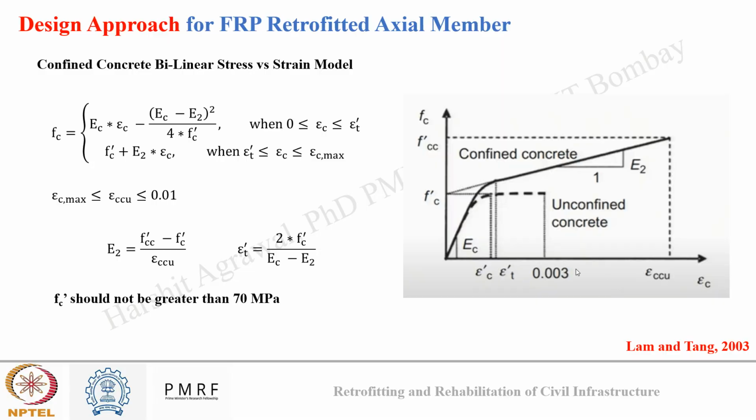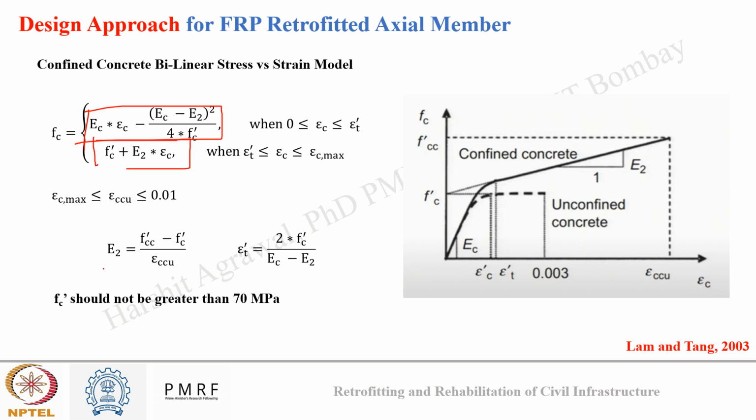Now, here in this bilinear relationship that we just discussed, it's important to determine each parameter. The strength of unconfined concrete can be determined by two relationships. One is for the parabolic section. The first relationship that you see here is for the parabolic section, and the second relationship is for the linear section.